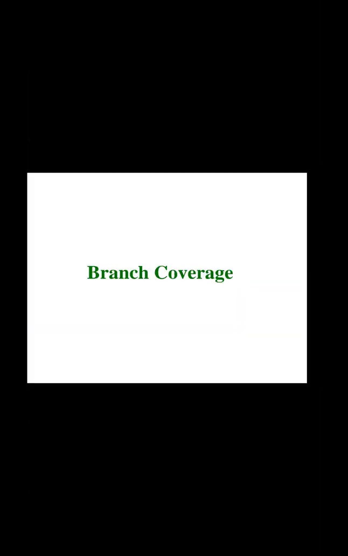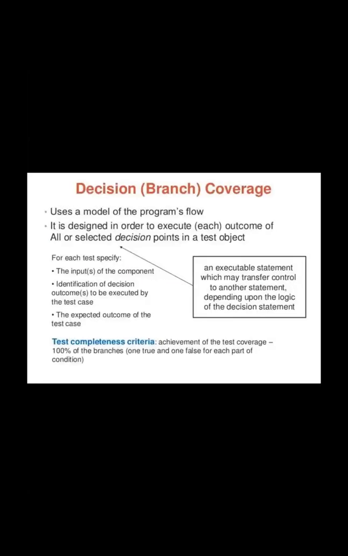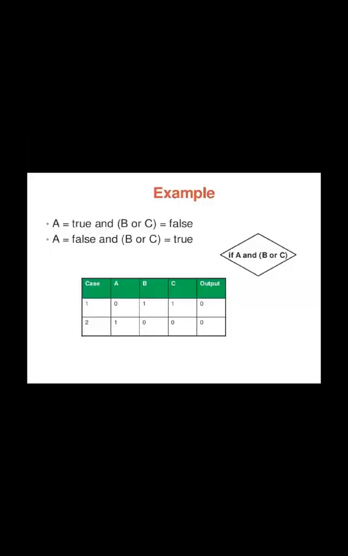The next is branch coverage. We know there are a number of branching statements, true or false conditions: if, then, else if, do while. All those branching statements will have two branches. If the condition is true, it will branch to the statements following the if statement. If the condition is false, it will branch to the else part. Here we take the example A equal to true and B or C equal to false.